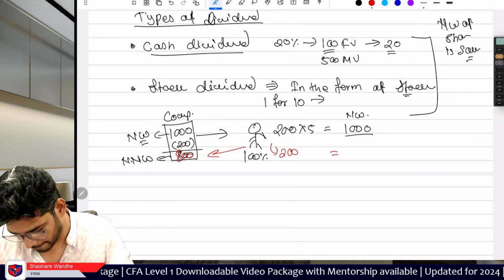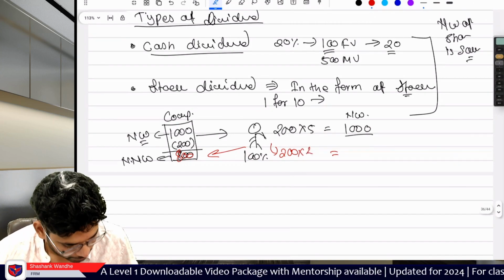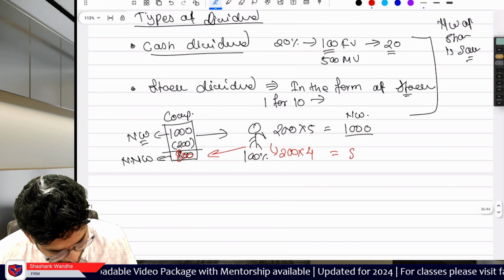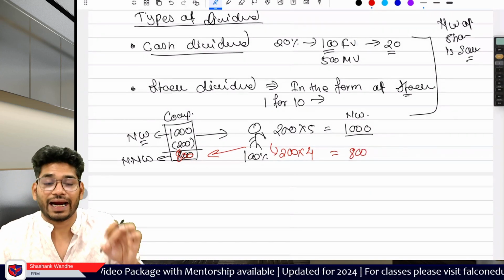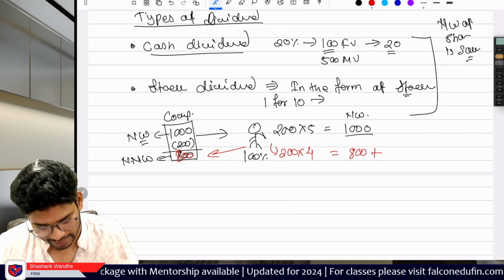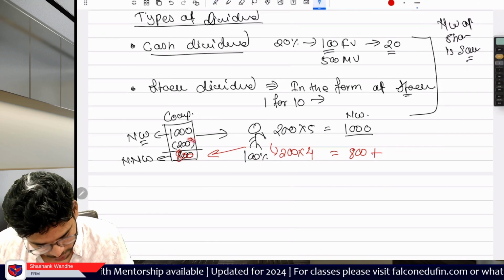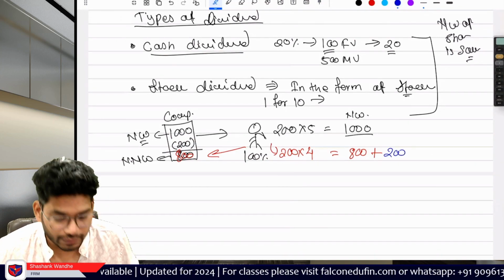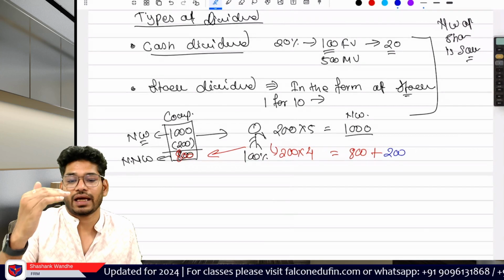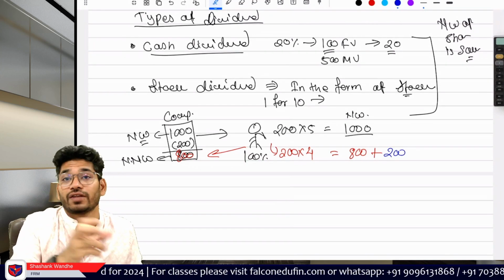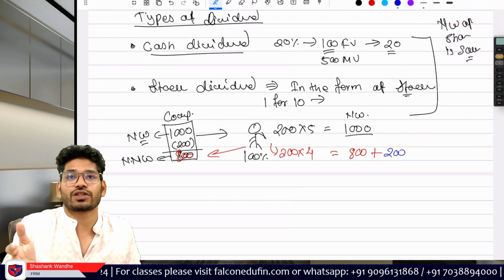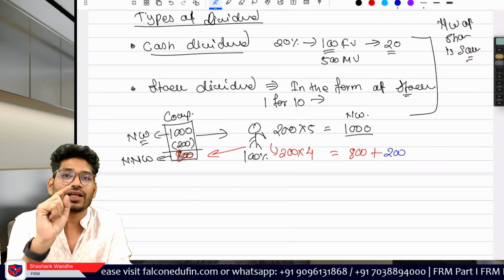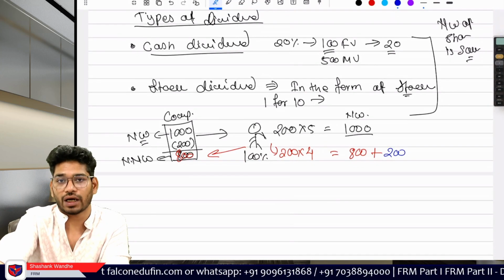So the share price in this situation will be 4 per share, and your net worth will be 800 plus. What is this plus? Remember, the company paid 200 in cash, so now you have 200 cash. Your share value declined because of this dividend payment. When the dividend is paid, cash is going out of the company, so the company's net worth will decline. If the company's net worth declines, the share price will always come down.